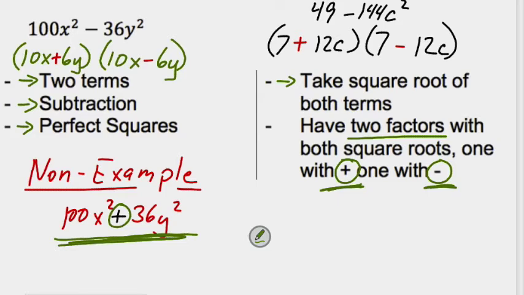Now would be a great time to pause this Delta Math video and go do that difference of perfect squares set that's waiting for you.